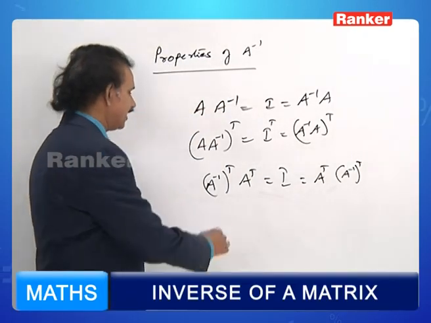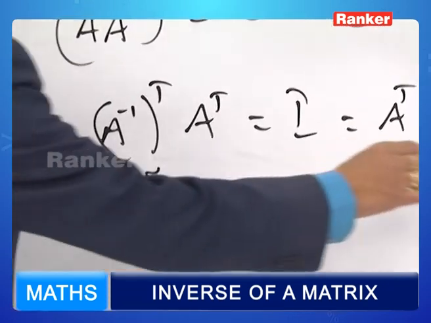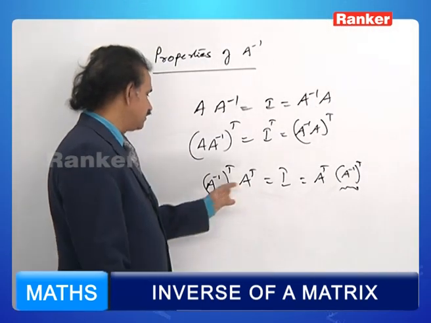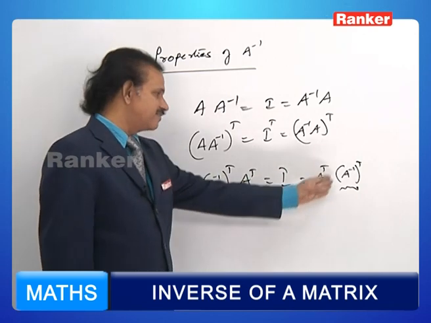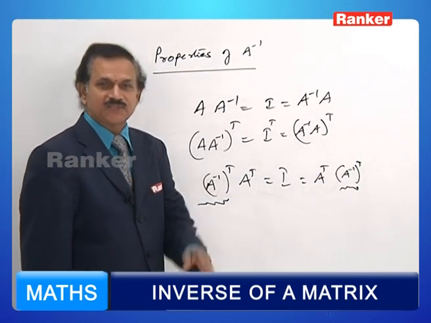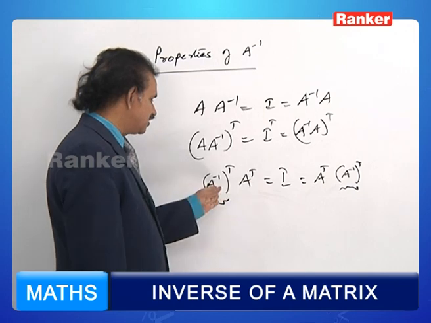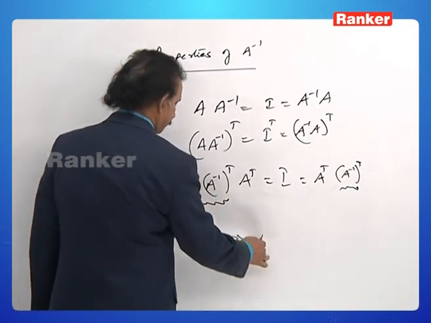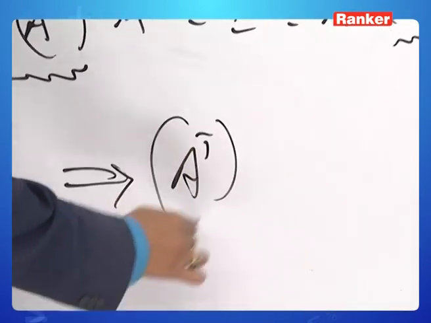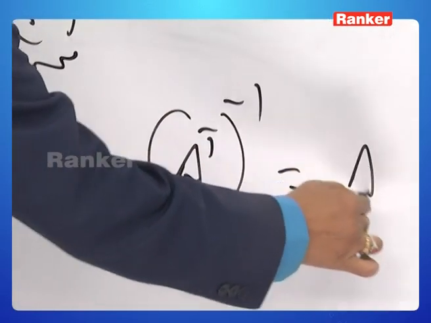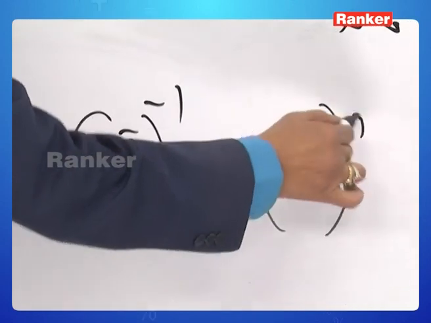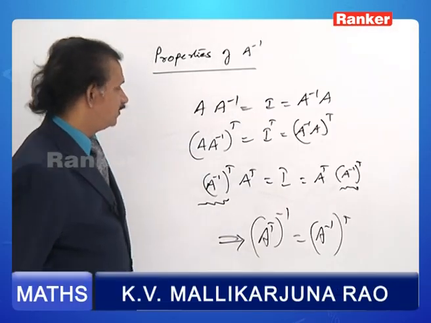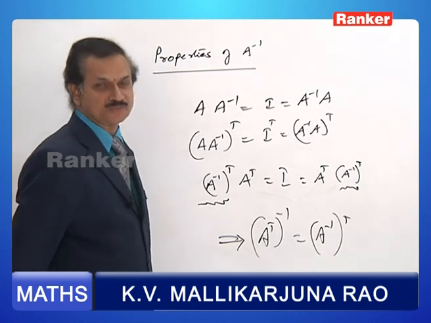Well, my dear, let me name this sum B. What do you observe? A transpose into B is equal to I is equal to B into A transpose. What does it mean? Inverse of A transpose is B. Therefore, A transpose whole inverse is equal to A inverse whole transpose.